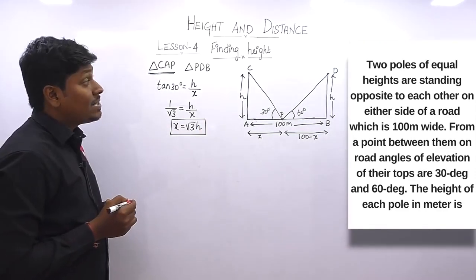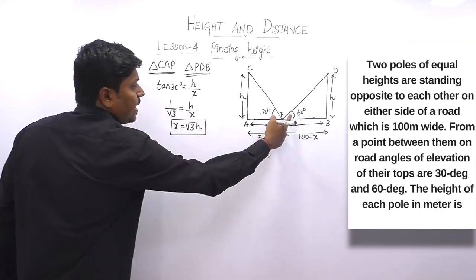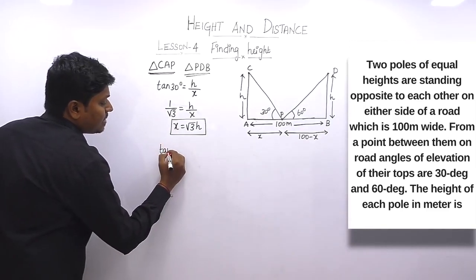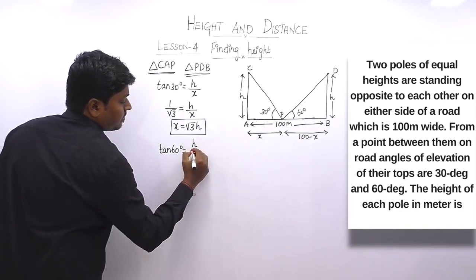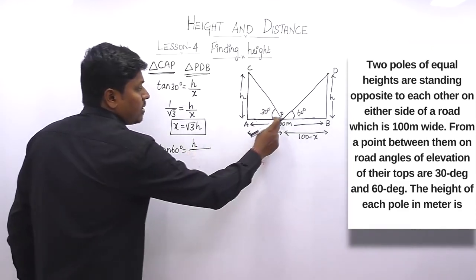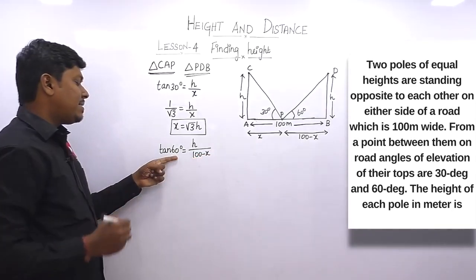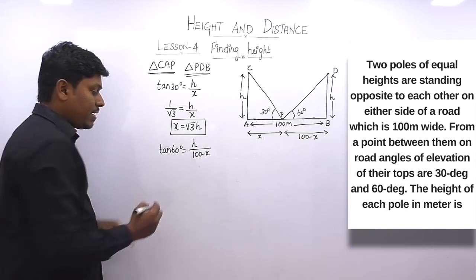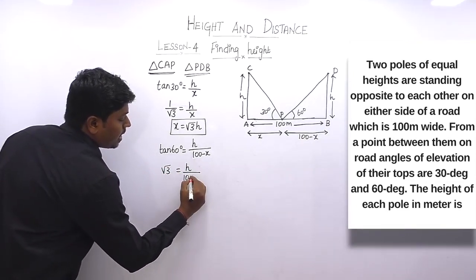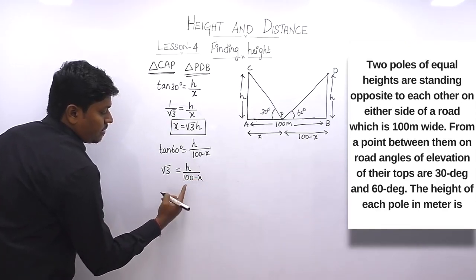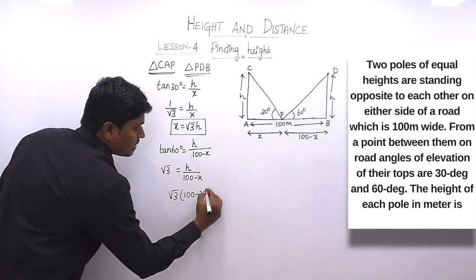So let me concentrate on the second right angle triangle, which is PDB. And here the angle of elevation is 60 degrees. So tan 60 degrees is equal to opposite, so opposite is H, divided by the adjacent, which will be PB, which is 100 minus X. And tan 60 degrees will be root 3, right? So this can be written as root 3 is equal to H divided by 100 minus X. And when you cross multiply this, root 3 into 100 minus X is equal to H.